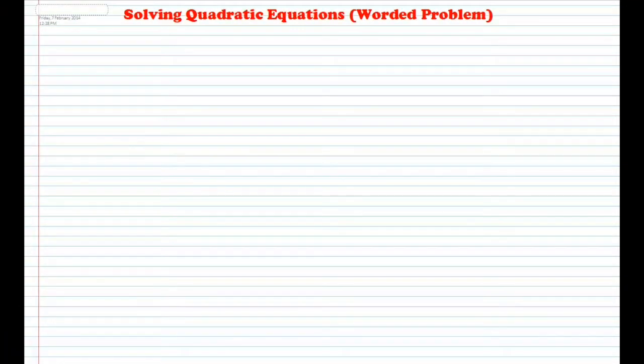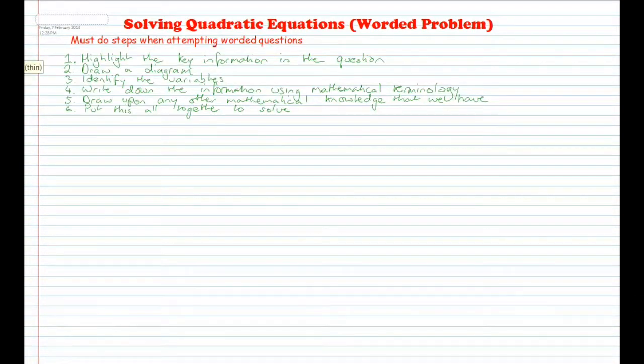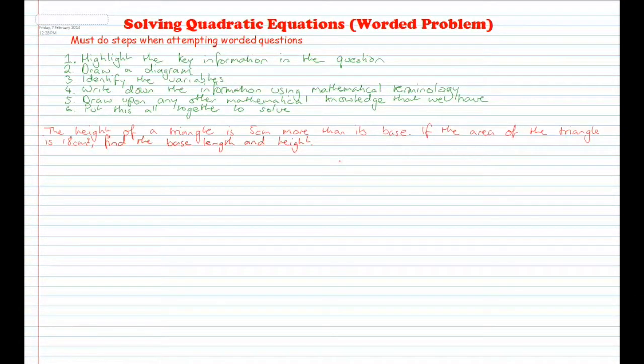Alright, so we're going to have a look at how to solve quadratic equations when given a worded problem. But in order to do that, what you need to know is these 6 steps. And we'll work through these with the problem that you can see below. That is, the height of a triangle is 5 centimeters more than its base. If the area of the triangle is 18 centimeters squared, find the base length and its height.